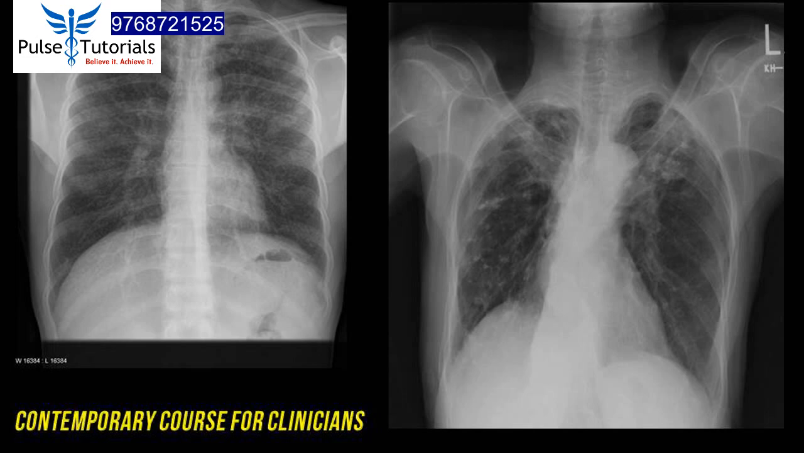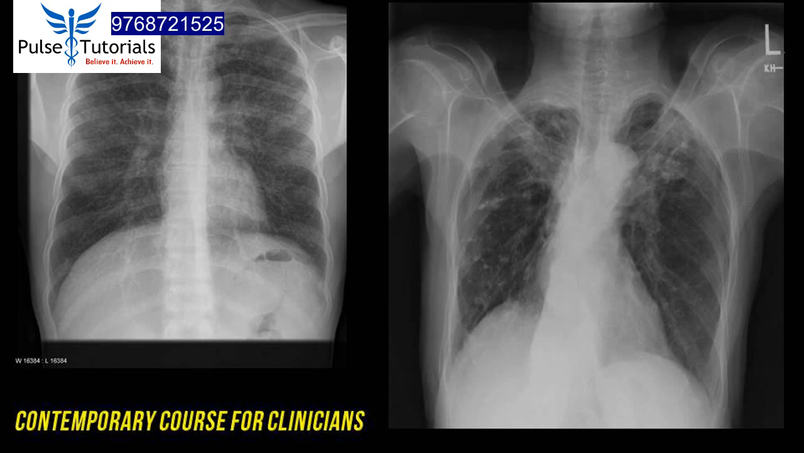This is how a miliary tuberculosis looks. The hilar lymph nodes are usually involved in miliary tuberculosis. Healed TB, on the other hand, will give you areas of calcifications.